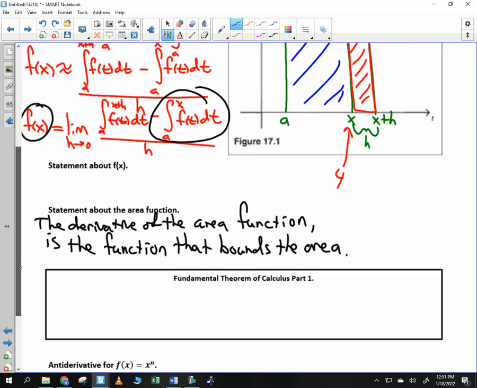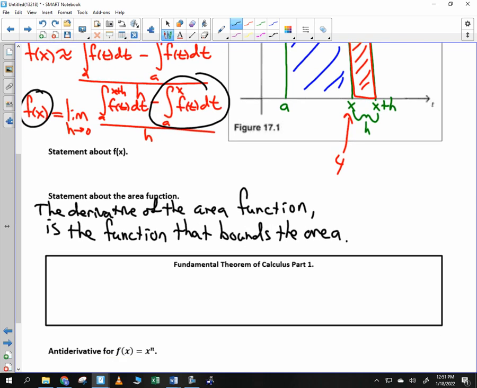So that means, if we want to make a statement about f of x, the antiderivative of f of x is the area function. Are you wondering what an antiderivative is? You already know what it is.